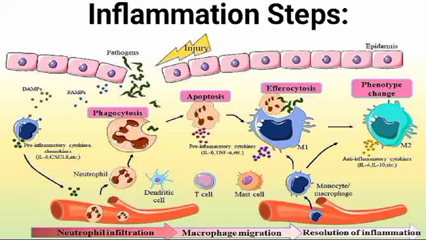Once the threat has been neutralized and inflammatory mediators are released to dampen the inflammatory response, macrophages play a crucial role in this phase by removing dead cells and debris and promoting tissue repair and regeneration. Fibroblasts produce collagen, a key component of scar tissue, to repair damaged tissue.